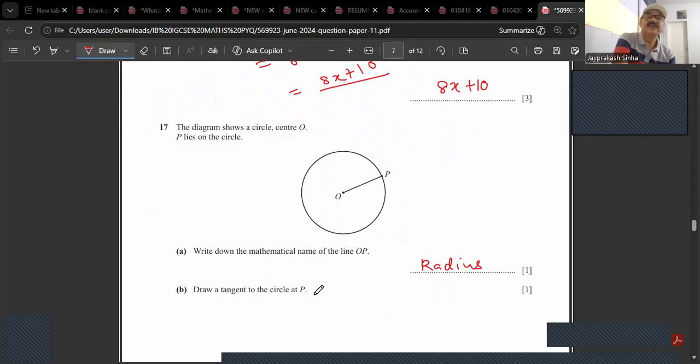Radius. And draw a tangent to the circle at P. Tangent means the line which goes touching P. So in the exam, you do it carefully and draw it properly. This is your tangent. This line should be straight. So this is the tangent at P.